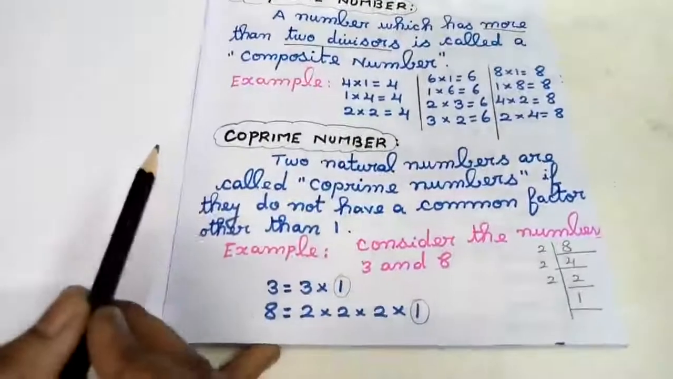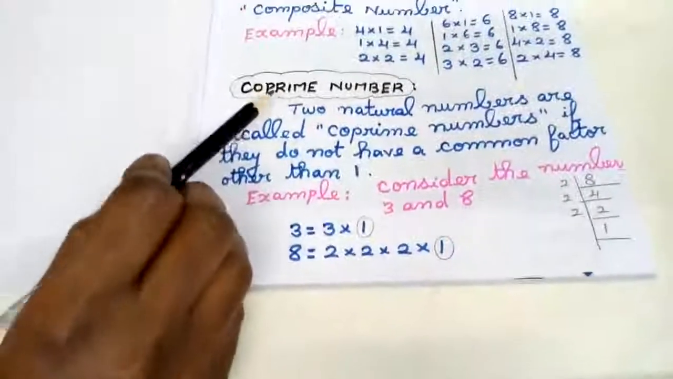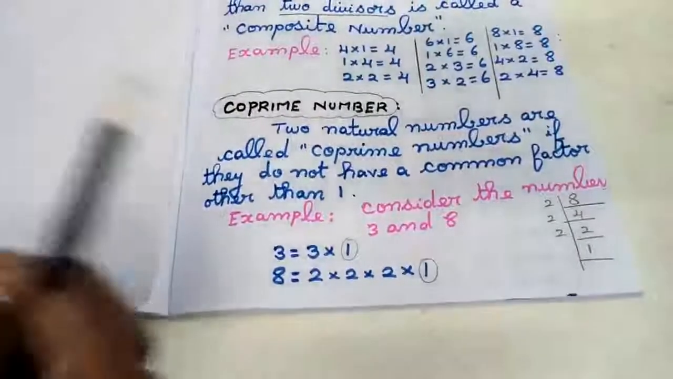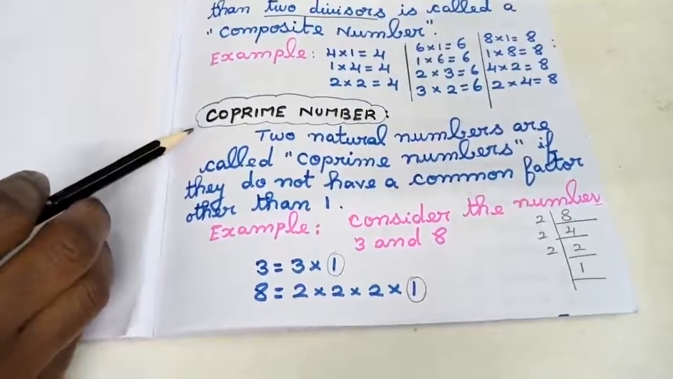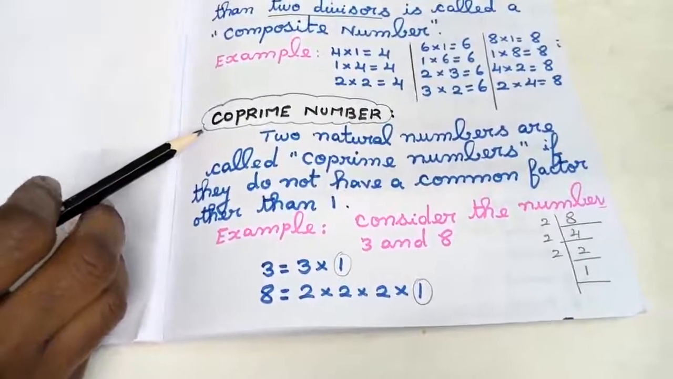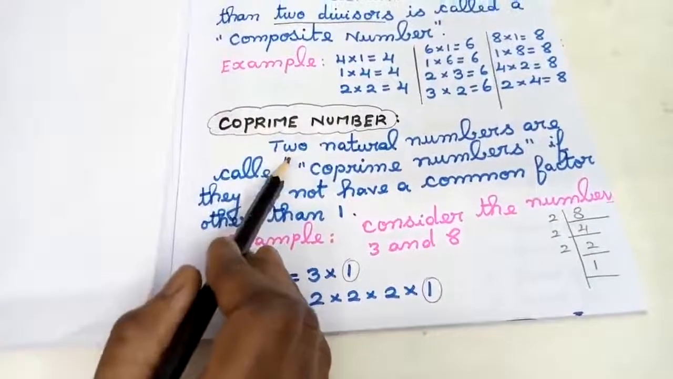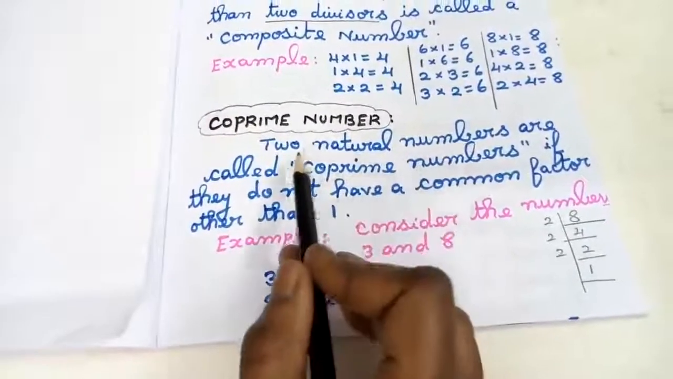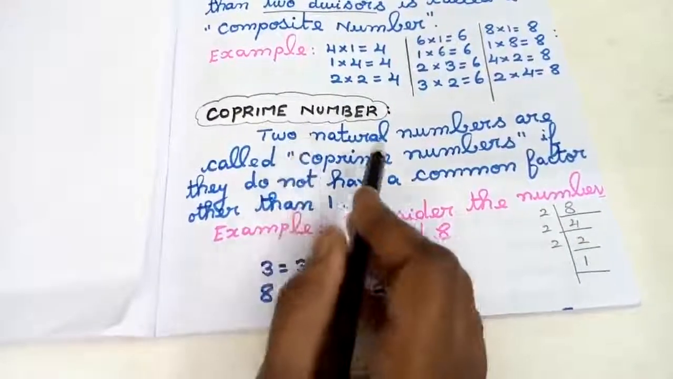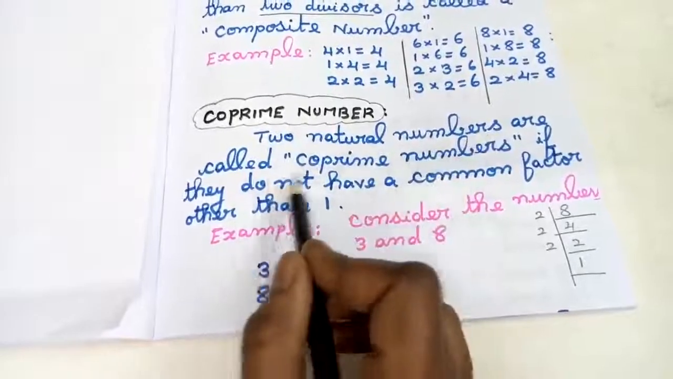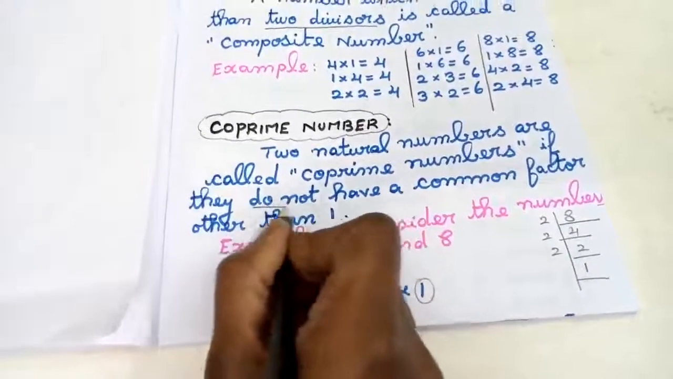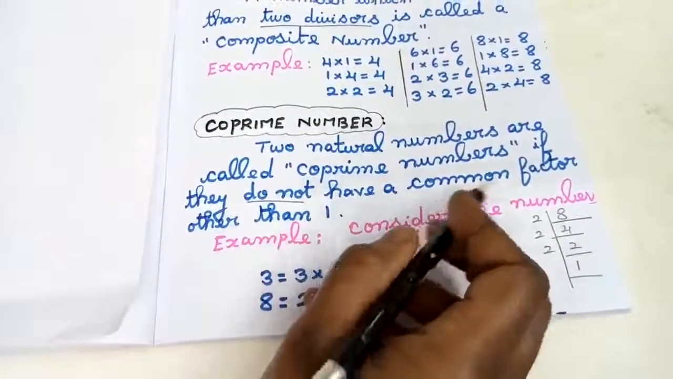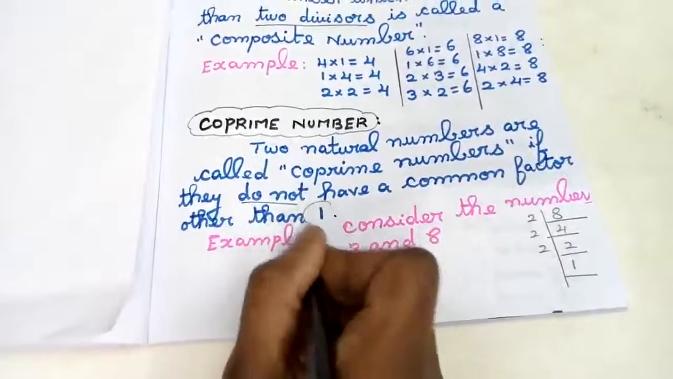Coming to co-prime. So what is the speciality of co-prime? For co-prime I am not going to take only the prime number, I will take any number, but the concept here is I will be comparing 2 natural numbers, students. Be careful, 2 natural numbers are called co-prime numbers if they do not have a common factor other than 1.